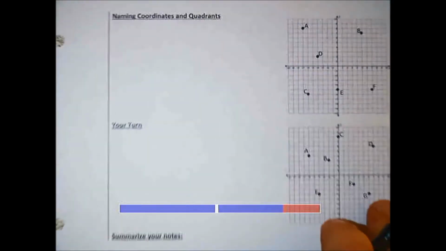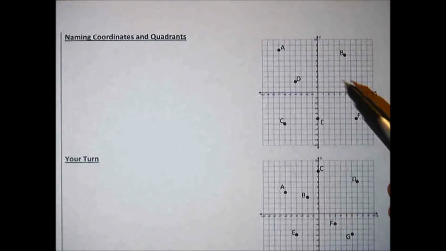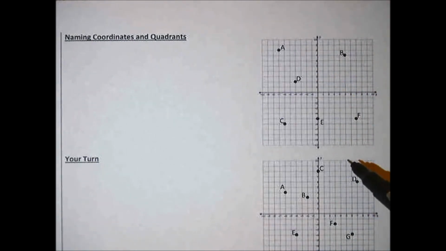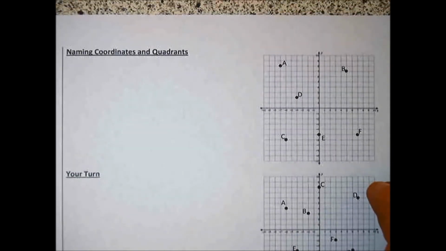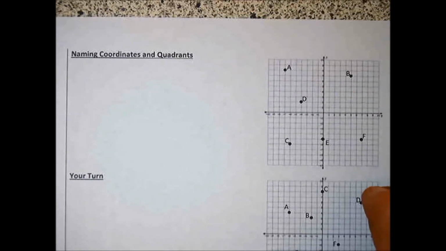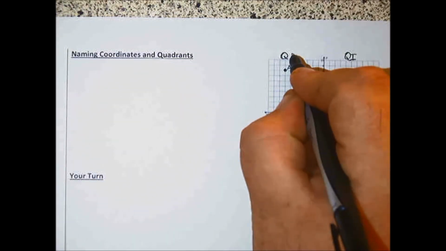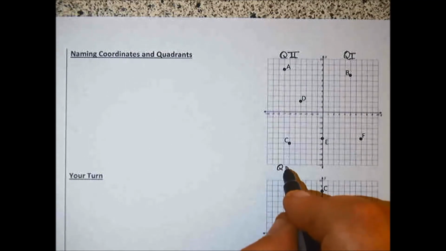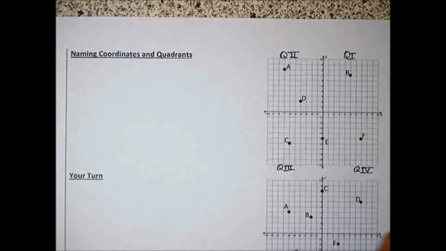So now we're going to focus a little bit on naming coordinates and quadrants. So I have 6 points plotted on one of them, and I think there's 7 on the next one. Okay, we're going to name those points and tell what quadrant they're in. Remember, up here we have Q1, Q2, Q3, and Q4. We can abbreviate quadrants as Q1, 2, 3, and 4, so we don't have to write out quadrant every time because we like to make things a little bit quicker.